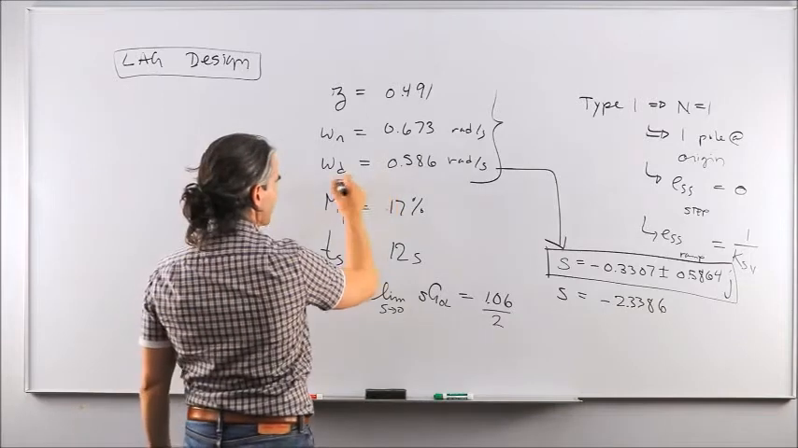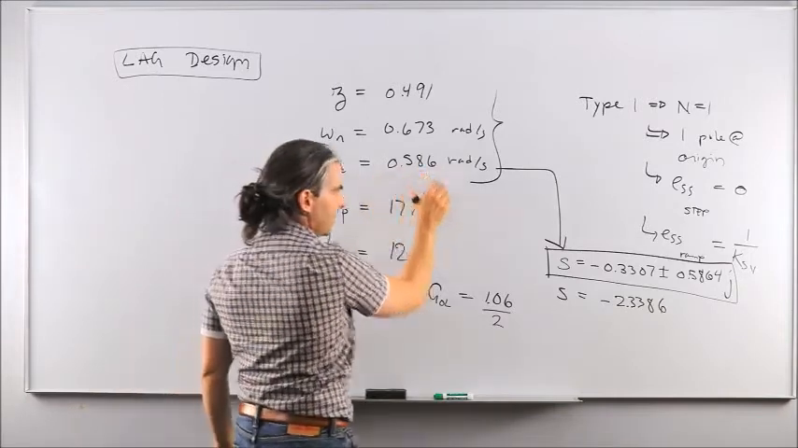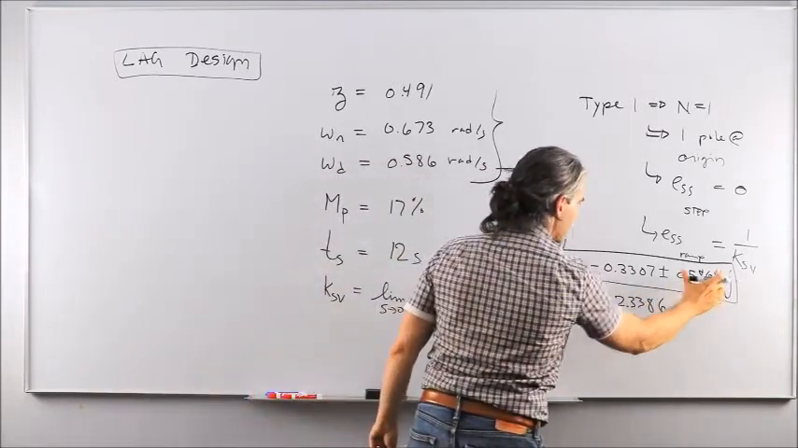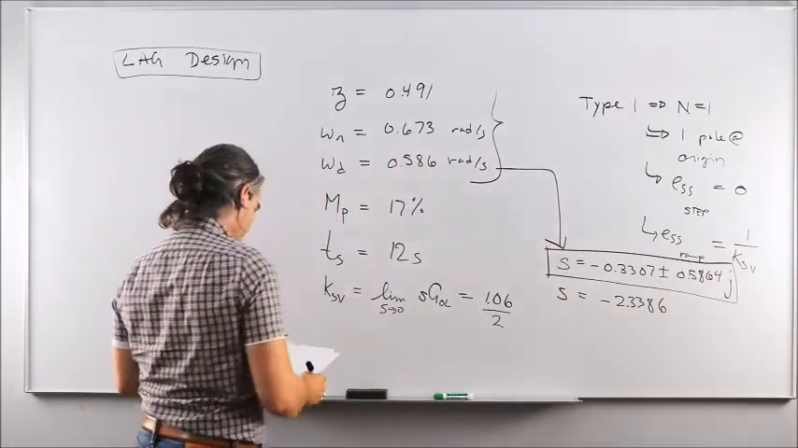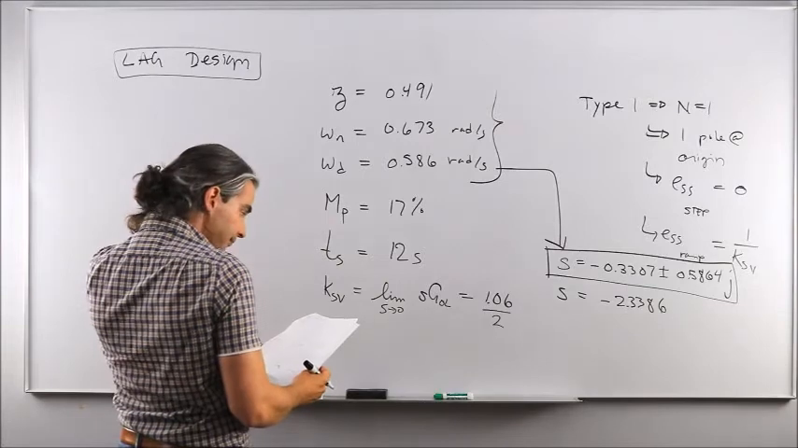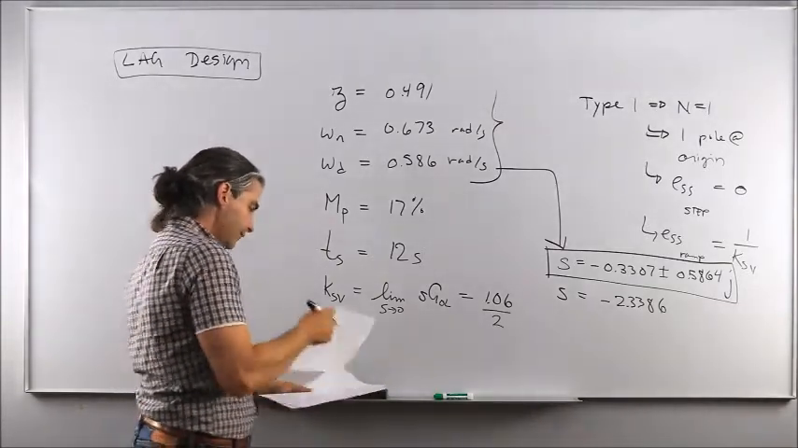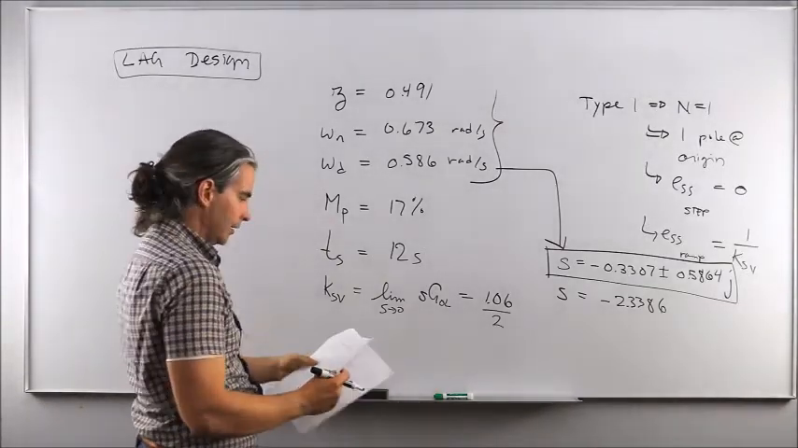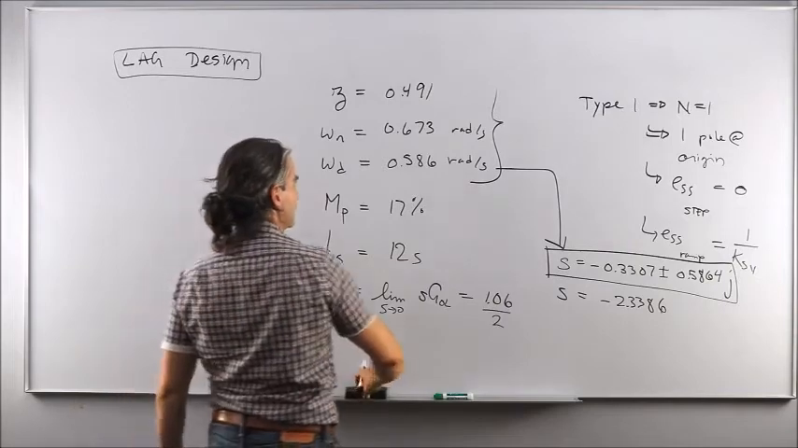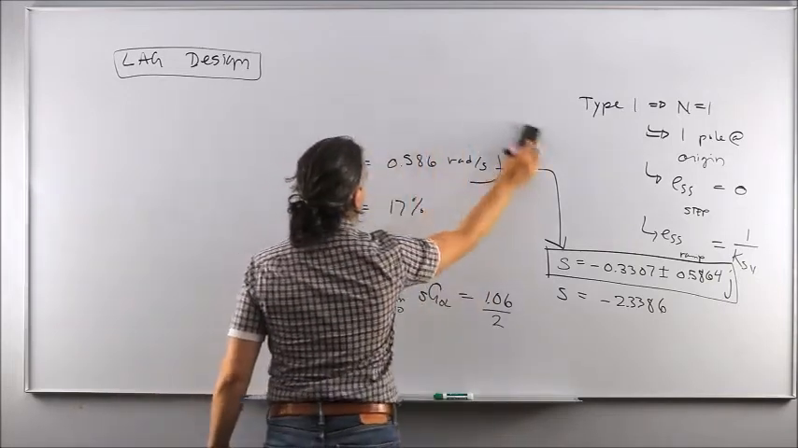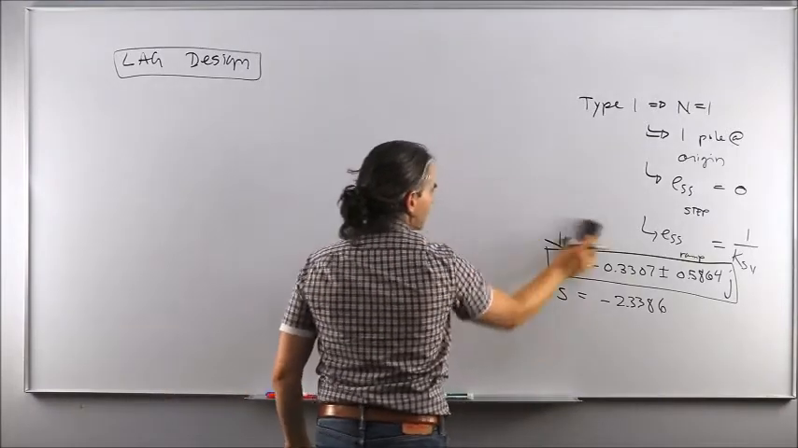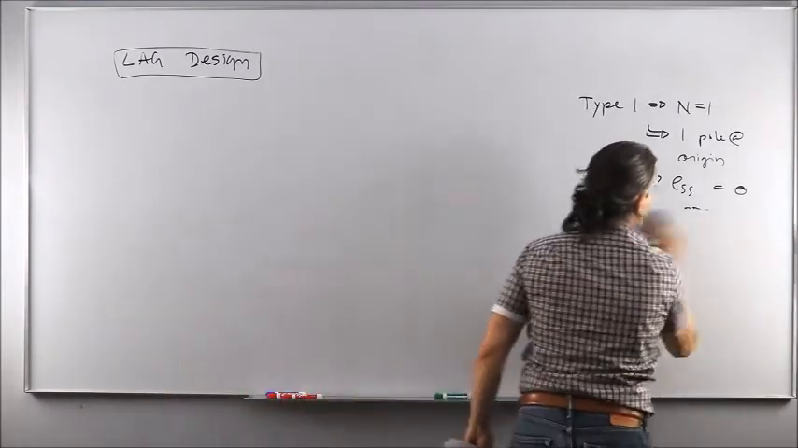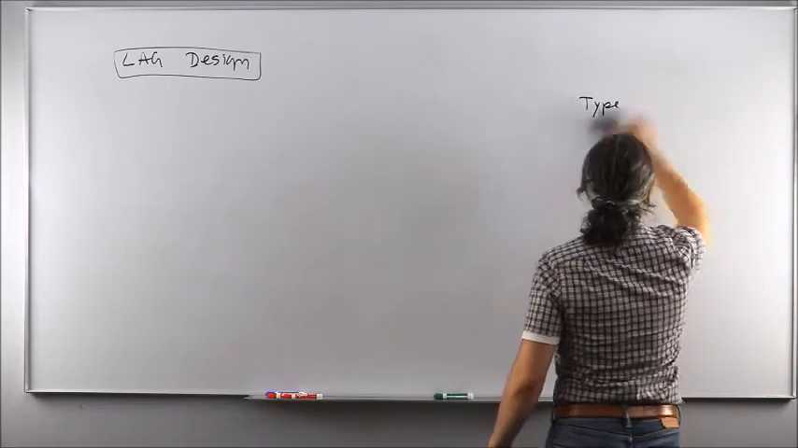As you can see here, right? Omega D being just the imaginary part directly corresponds to this. All right. So KSV is equal to that. Is that good enough? Let's have a look at the desired specifications coming from the client.